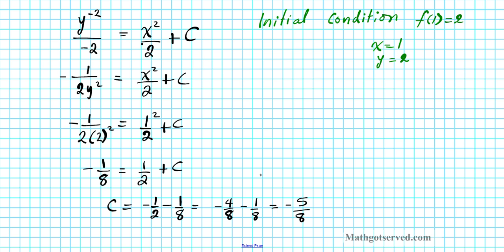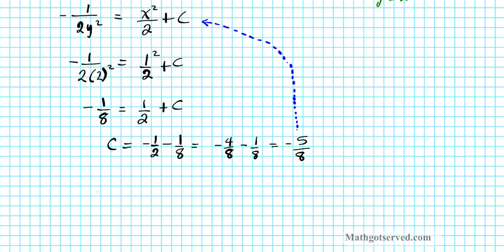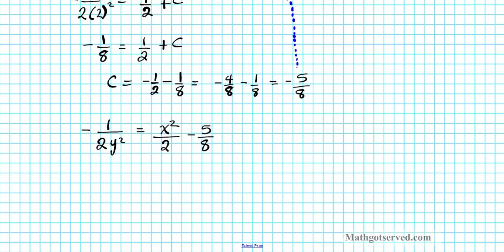Okay, now remember we're done after we have y isolated. So what we're going to do now is take this c value and substitute it right here. Okay, now let's go ahead and do that. That's going to yield negative 1 over 2y squared equals x squared over 2 minus 5 over 8. All right, so next what we're going to do is multiply both sides by negative 2. We'll multiply both sides by negative 2, and multiply this entire thing by negative 2.